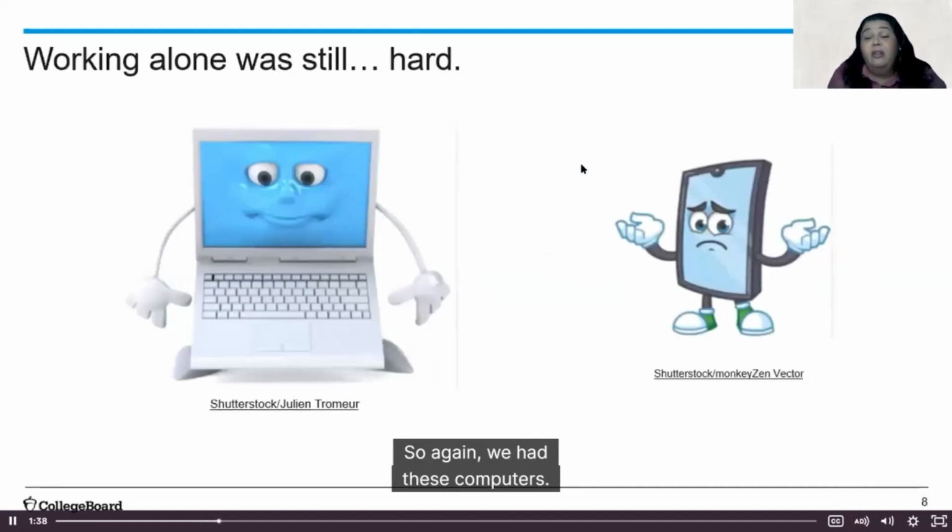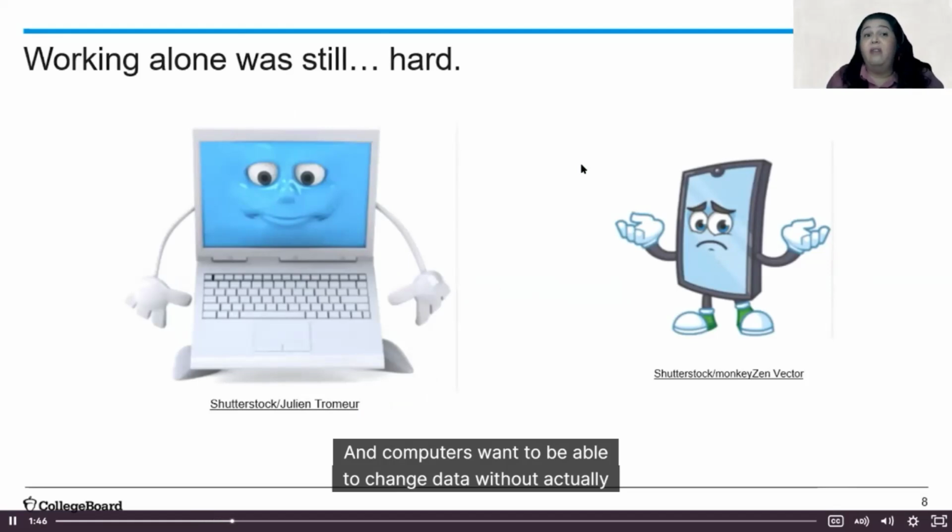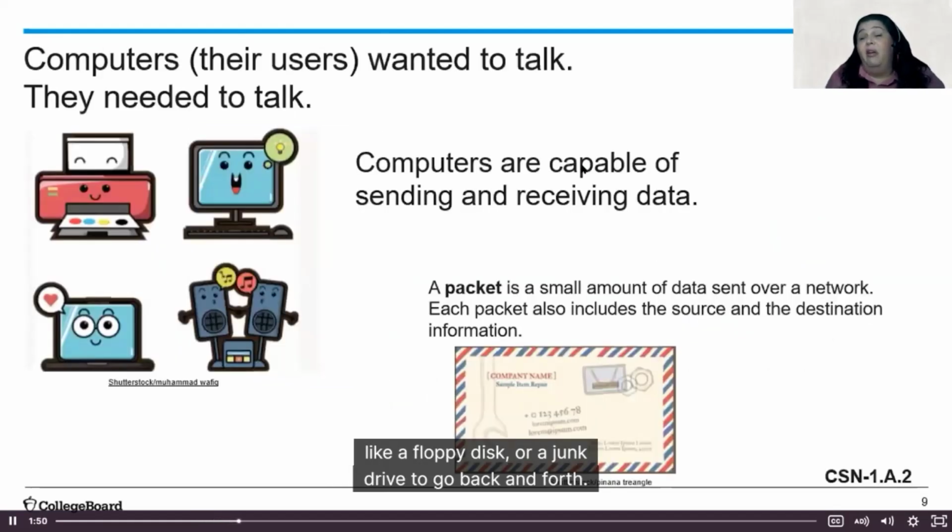So again, we had these computers and working alone really stunk. You want to be able to talk to your friends, and computers want to be able to exchange data without constantly having to use secondary memory like a floppy disk or a jump drive to go back and forth. Computers needed to talk to each other. Their users wanted to talk to each other. So it came down to the fundamental question: how do we get computers to talk to each other?